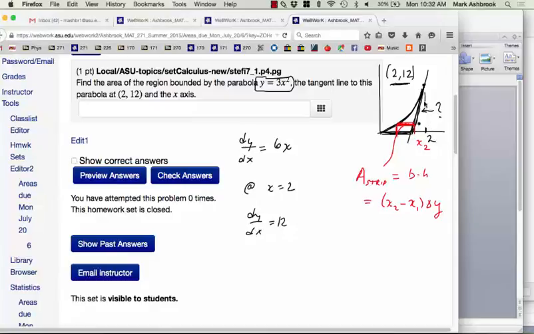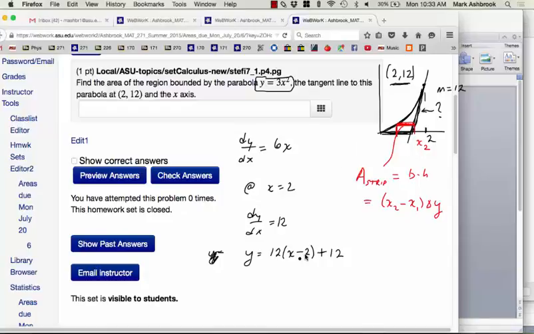So we have a rate of change, or a slope, of 12, and a point (2, 12). So you've got the point and slope, so one way to do that would be to say y equals 12 times (x minus 2) plus 12. Both the slope and the y value are 12, I guess.